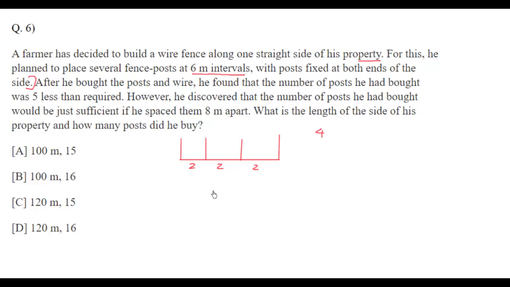So here we need to observe one thing. If I just count the number of intervals, it will be 1, 2 and 3. But if I count the number of poles, then it is 4. So the number of poles will always be one more than the number of intervals. Why so?